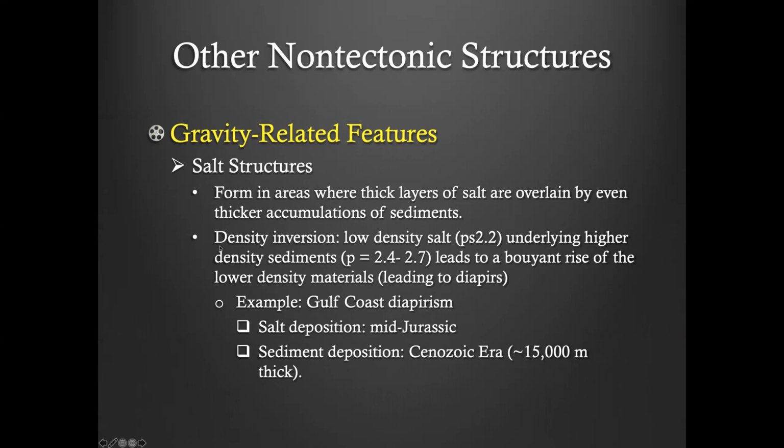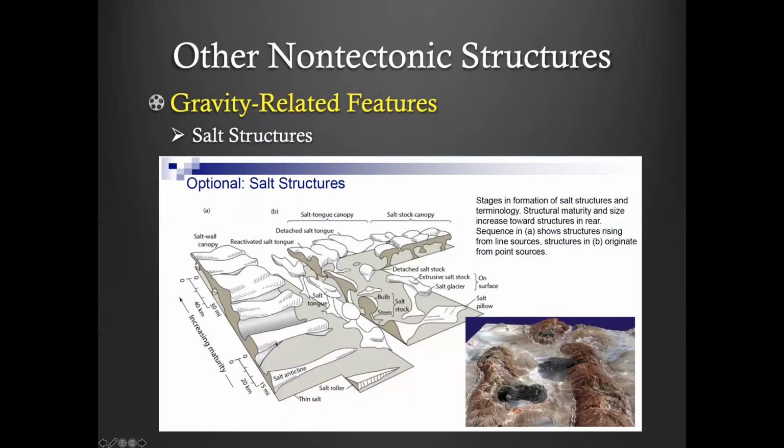Salt changes and moves because of density inversion. The low density salt, with a density of around 2.2, is underlying higher density sediments of density around 2.4 to 2.7. This leads to the buoyant rise of the lower density material, leading to what are called salt diapirs. Again, in the Gulf Coast diapirism, salt deposition was in the mid-Jurassic and sediment deposition during the Cenozoic era, something like 15,000 meters thick of sediment dumped on top of this salt. And it's created a lot of different things like salt anticlines, salt tongues, bulbs, detached salt stocks, intrusive salt stocks.